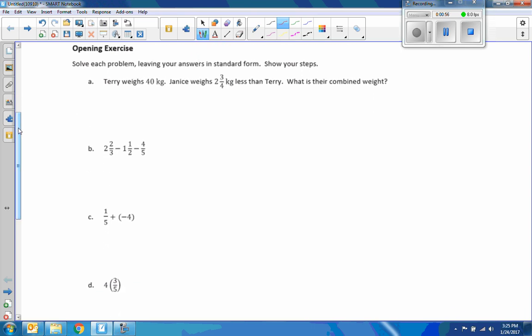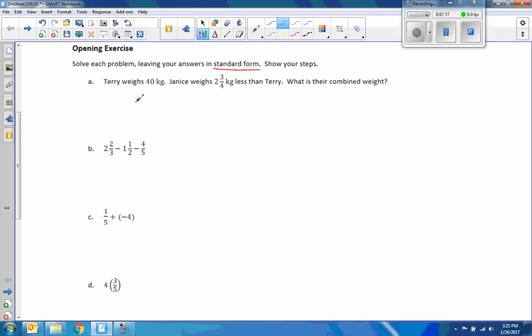Anyhow, here's our opening exercise. Solve each problem leaving your answers in standard form. That means combining like terms. Show your steps. It says Terry weighs 40 kilos. Janice weighs 2 3/4 kilos less than Terry. What is their combined weight?